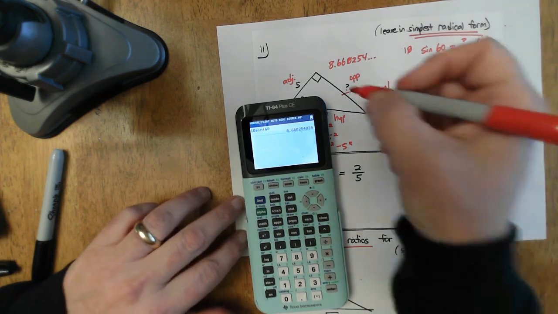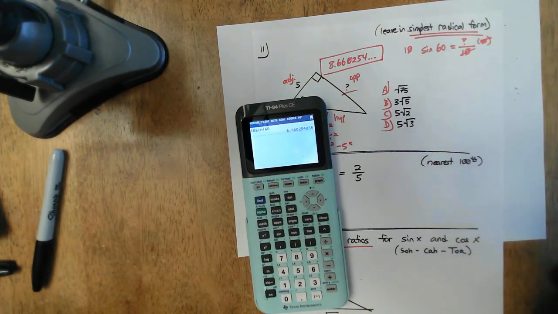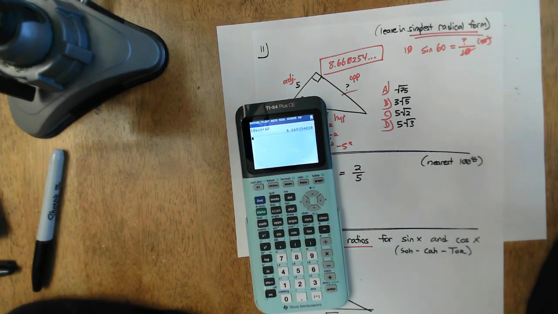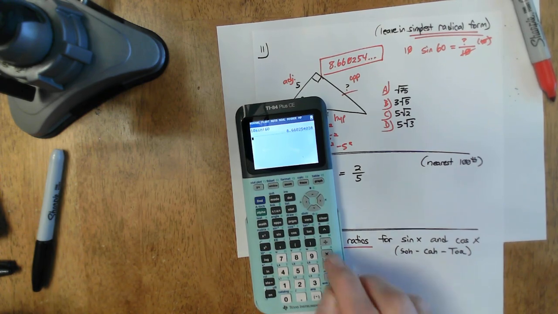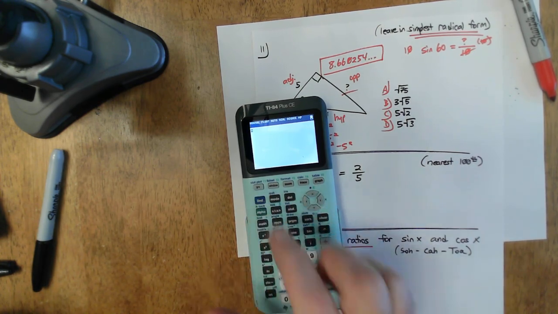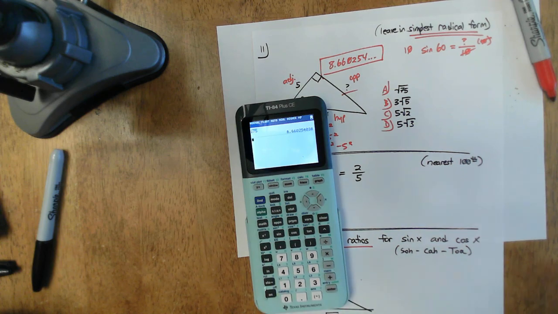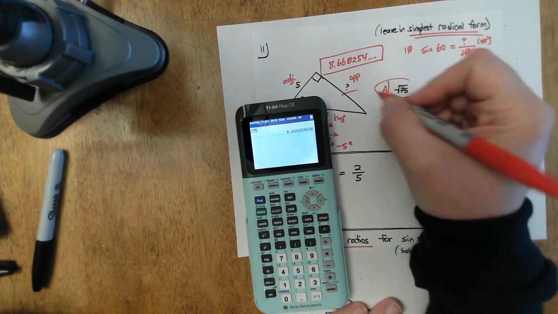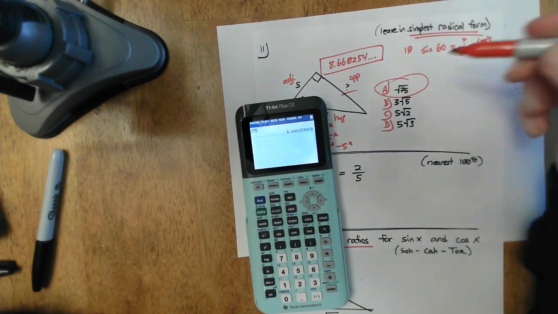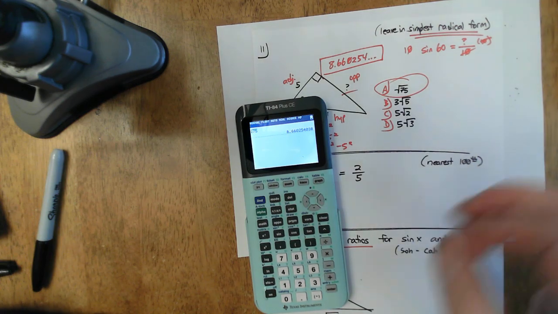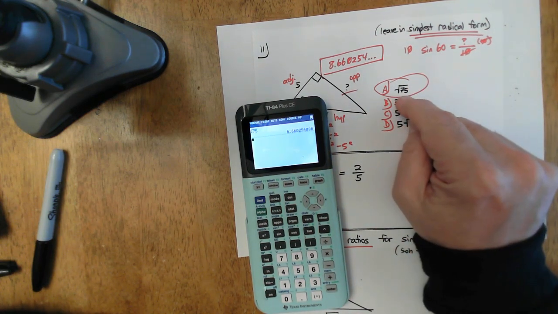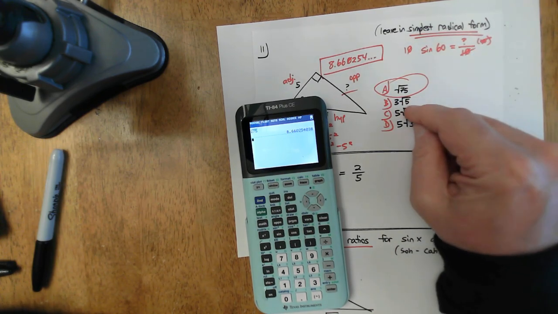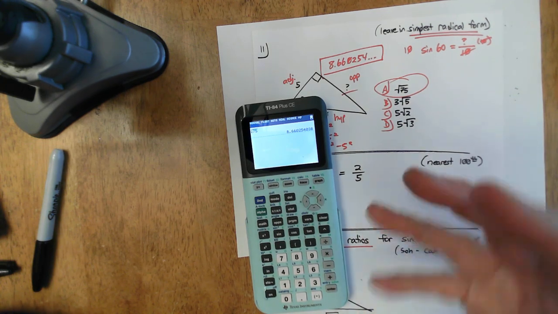10 times the sine of 60 is 8.660254. Same answer. So I got a decimal. Now what do I do? I'm supposed to leave it in simplest radical form. Aha, let's try this. What is the square root of 75? 8.660254. If you chose that, you would be wrong, because that is not the simplest. That is a correct value, but because it says simplest radical form, we actually have to move forward, and there's a way to simplify that.